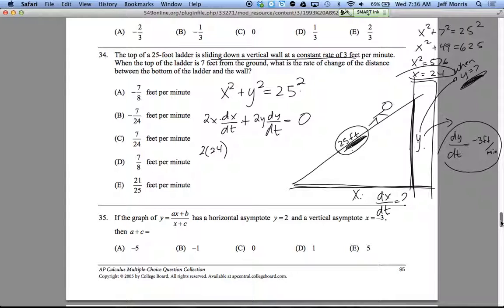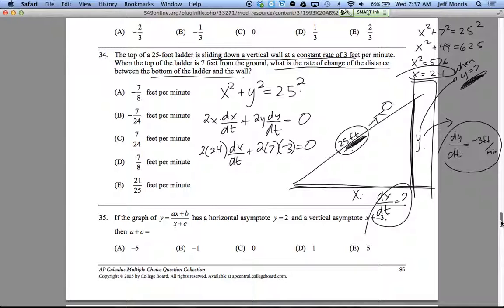What was the question asking you to find? What's the rate of change of the distance between the bottom of the ladder and the wall? So they want to know dx dt. That's going to be our variable. What was y? 7. What was dy dt? Negative 3. The hardest part is getting the equation set up. Once you get the equation set up, it's just taking a derivative and plugging in stuff. All right, so this is going to be 14 times negative 3. What's that?